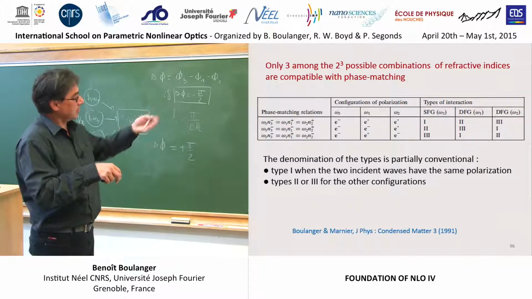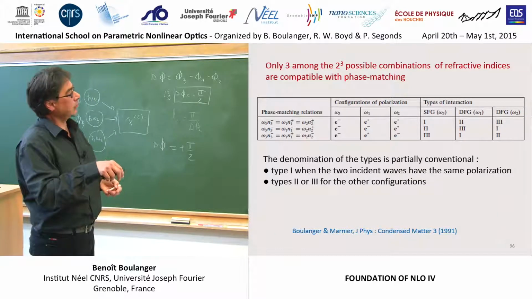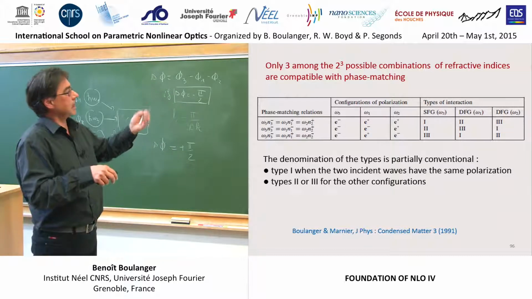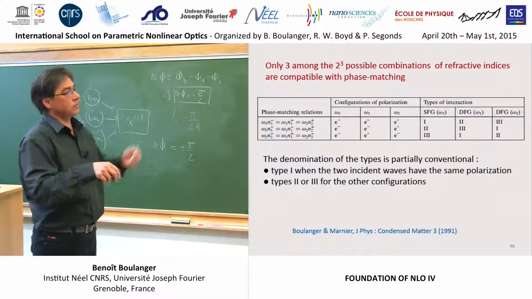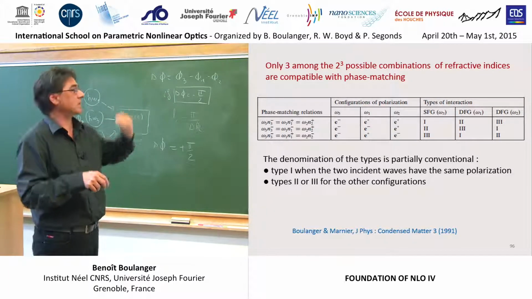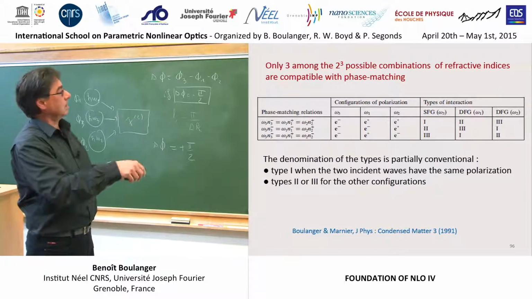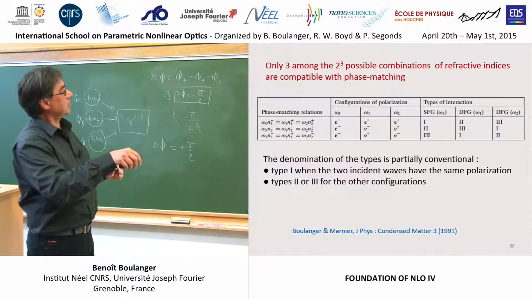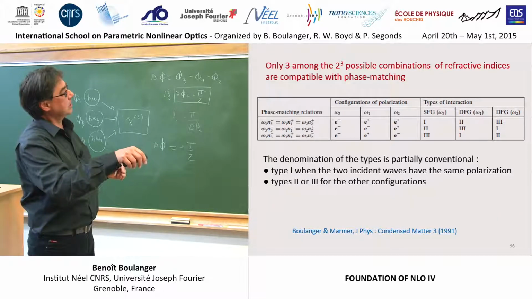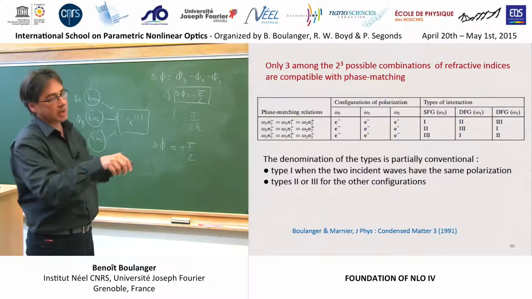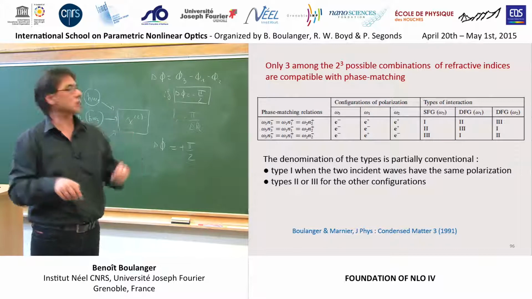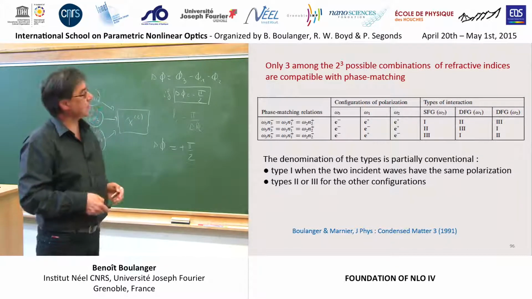And type 1, so it's a problem of terminology, type 1 corresponds to the case where the two incident waves have the same polarization. And you can understand that the mode relative to the higher angular frequency is a minus mode, that is to say, it corresponds to the smaller refractive index. So you have type 1 for example for the SFG. Type 1 SFG: the two waves at omega 1 and omega 2, with omega 3 equal to omega 1 plus omega 2, are in the same state. You see here that for the DFG at omega 1, that is to say omega 1 equal omega 3 minus omega 2, omega 3 and omega 2 are in the same polarization state. So it's just a problem of terminology.